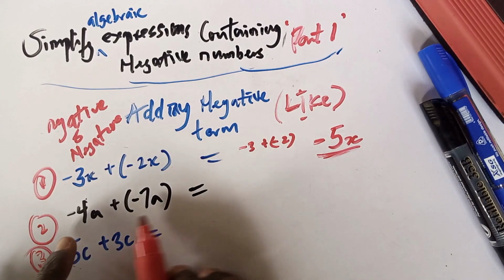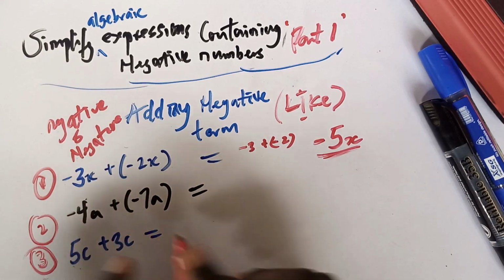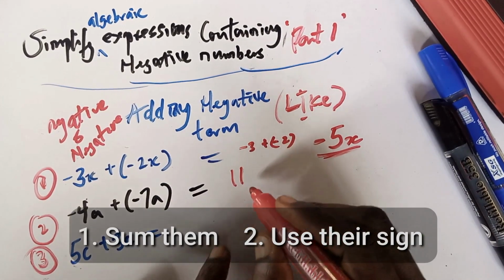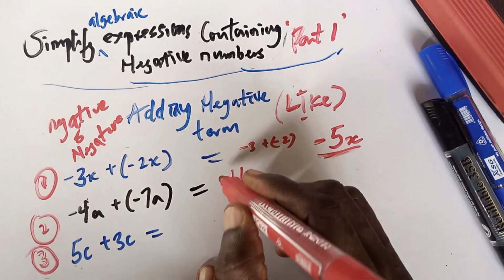Now the second one here, we have minus 4a plus minus 7a. When the signs are the same, you find their sum, you add them together, which will be 11. This will be 11a, and their sign will be negative.